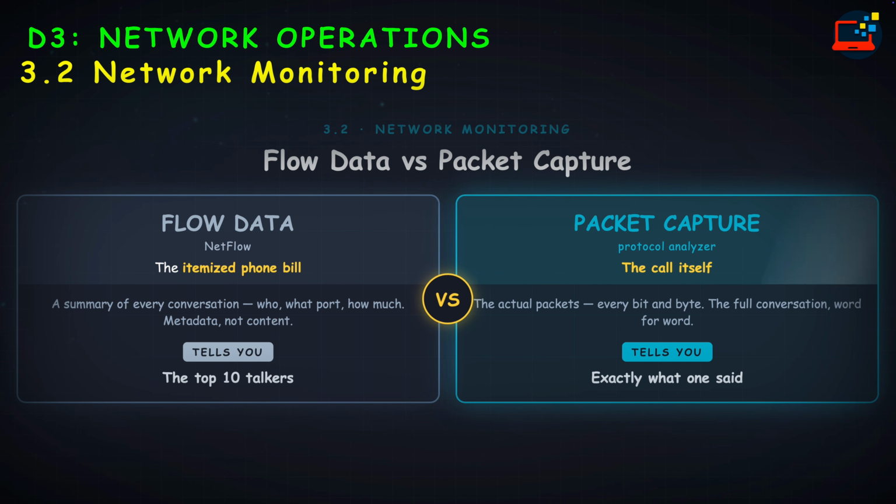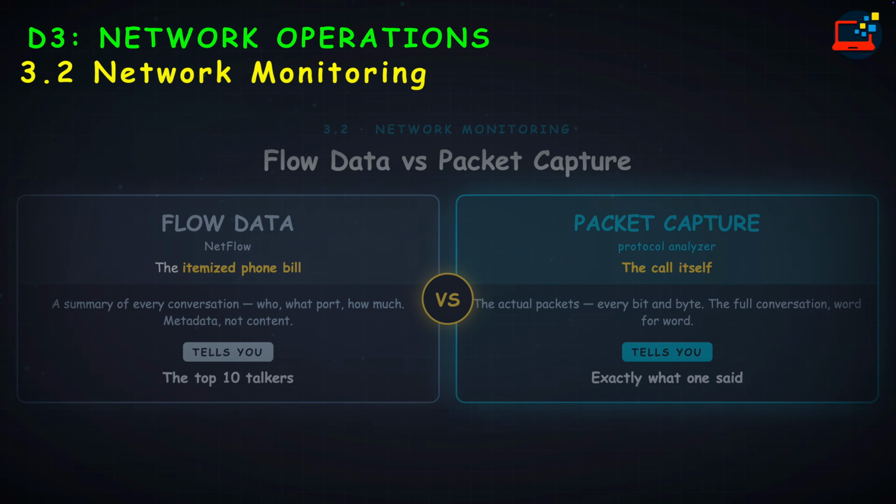A packet capture, taken with a protocol analyzer, records the actual packets, every bit and byte, so you can read the conversation word for word. Flow data tells you the top 10 talkers on the network. Packet capture tells you exactly what one of them said.